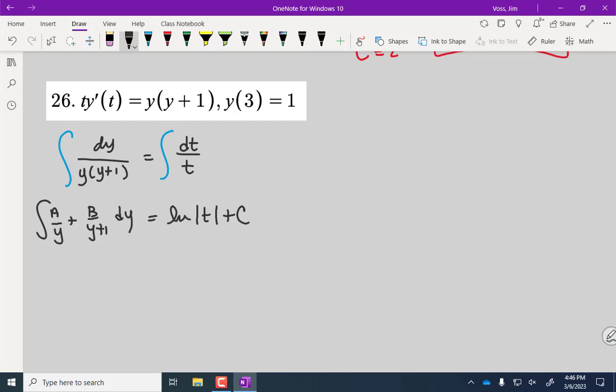So that's the PFD part. If your denominator factors into linear factors, that tells you go PFD, if you can factor it into linear factors. So then we come off on the side to do the PFD part. So we have a over y plus b over y plus 1.